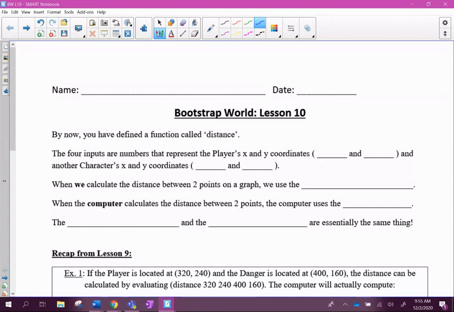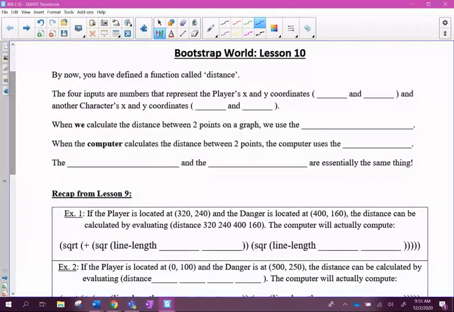Okay, so by now you have defined a function called distance. We just did that in lesson 9 the other day. And the 4 inputs that we used for the distance function were numbers that represented the player's x and y coordinates, and we called those px and py. And then another character's x and y coordinates, and those were the c values, so cx and cy.